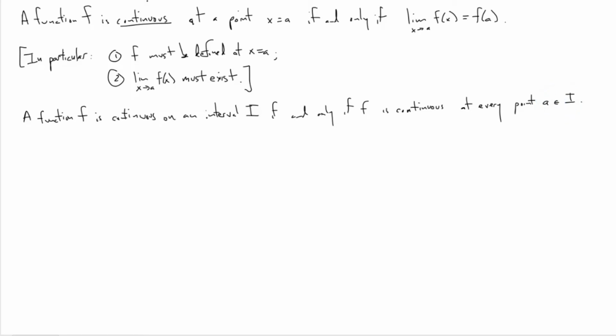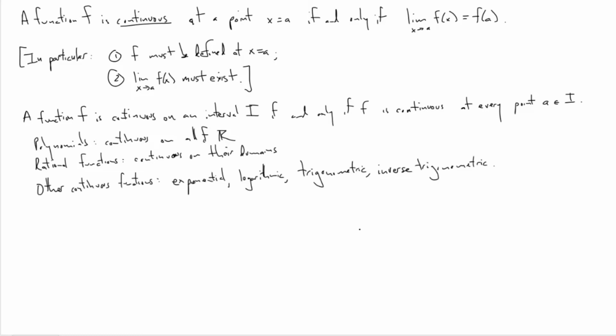And so in terms of this new terminology, we've already said that polynomial functions are continuous everywhere, continuous over the entire interval of real numbers. And rational functions are continuous over their entire domains, wherever they are defined. Other interesting continuous functions include exponential functions, logarithmic functions, trigonometric functions, and inverse trigonometric functions. All these functions are continuous wherever they're defined, so continuous over their entire domains.